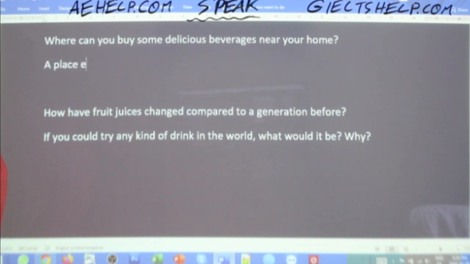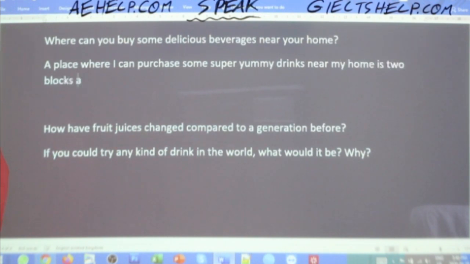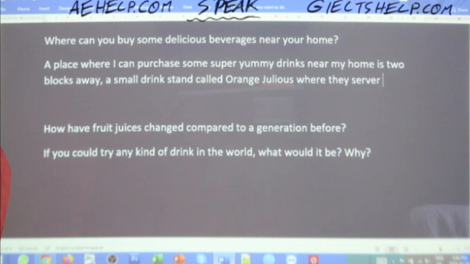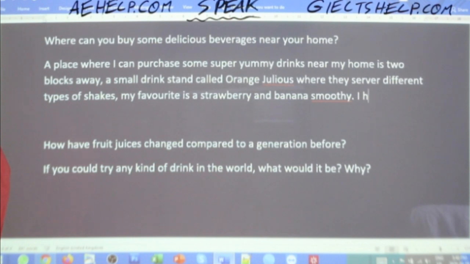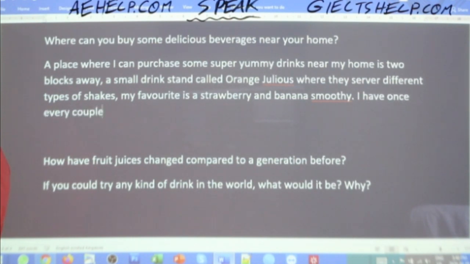A place where I can purchase some super yummy drinks near my home is 2 blocks away. A small drink stand called Orange Julius, where they serve different types of shakes. My favorite is a strawberry and a banana smoothie. I have it once every couple of weeks.